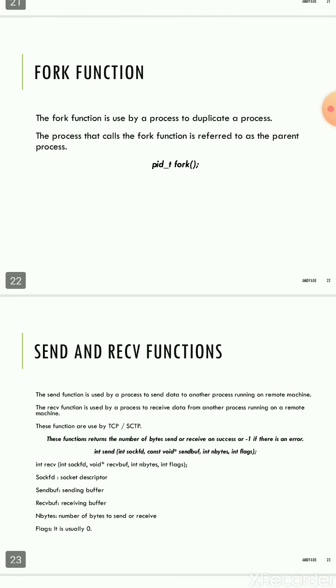Fork function. The fork function is used by a process to duplicate itself. We have discussed the concurrent situation, and in a concurrent situation the fork function may be used. We can say it is used to create multiple copies of client servers. pid_t fork is just a function call used by the parent process to create a child process.